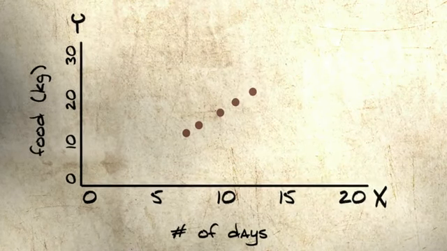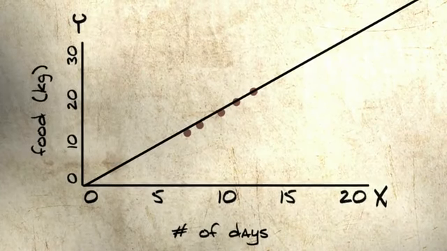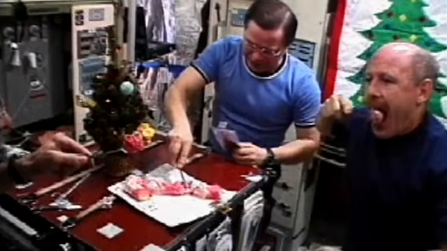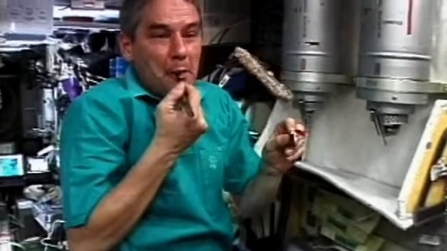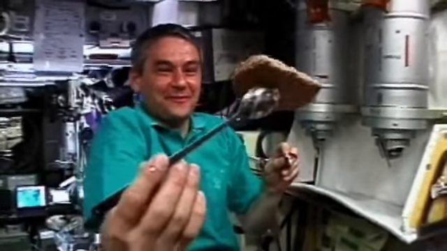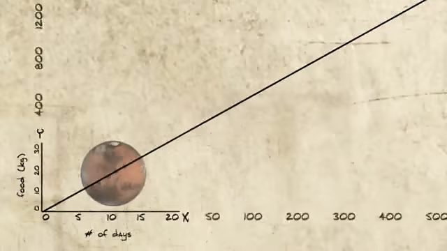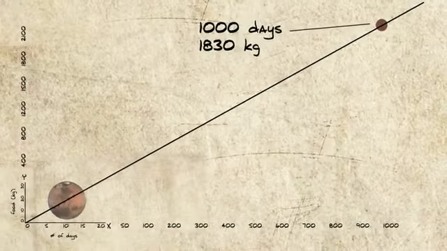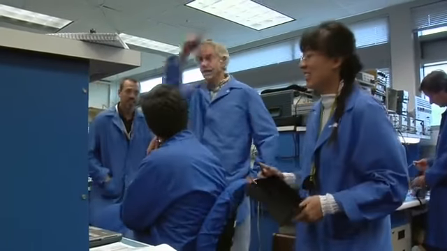It sort of makes sense, but let's connect them all with a line. Now that looks better. We can now see the relationship between how long a mission is and how much food we need to take. This lets us ask some good questions, like how much food would it take to get to, say, Mars? Wow, that's a lot of food for one person. Fortunately, NASA engineers think about these questions every day.